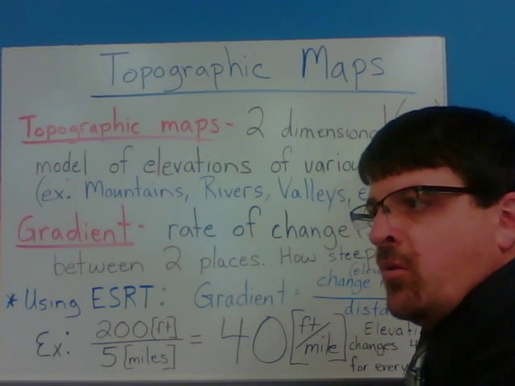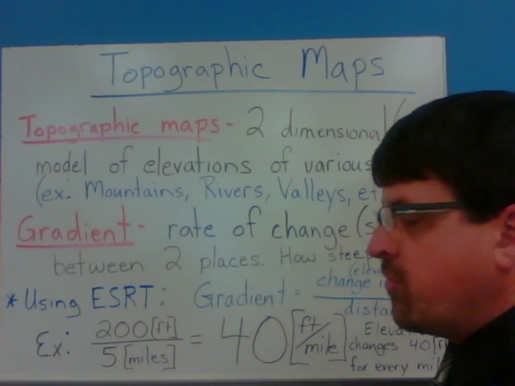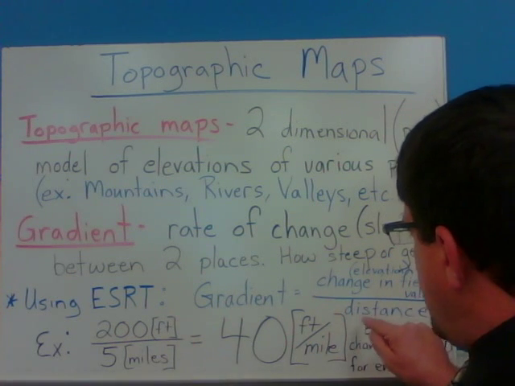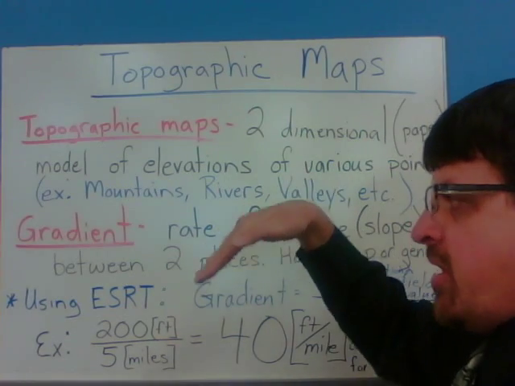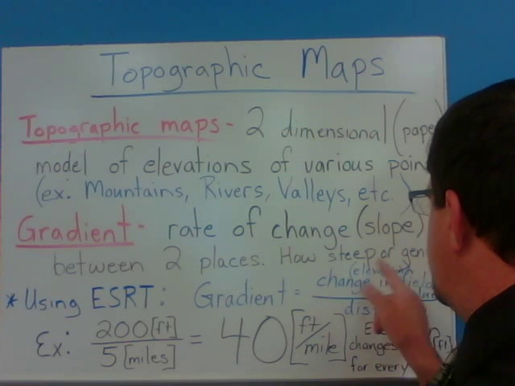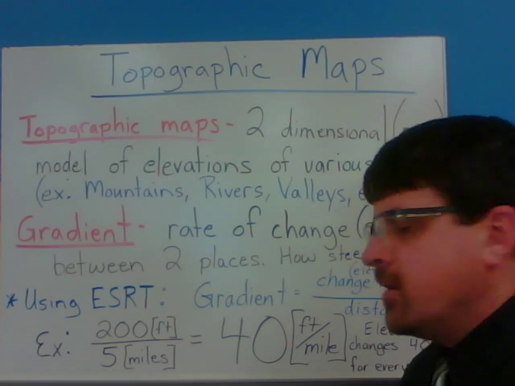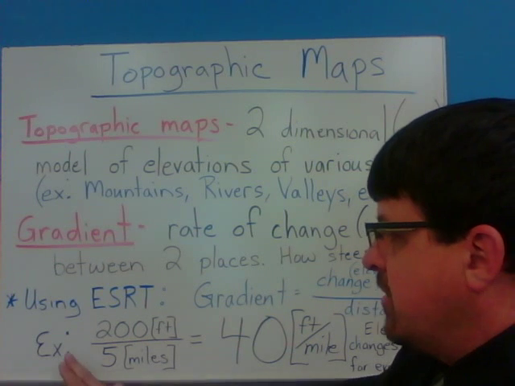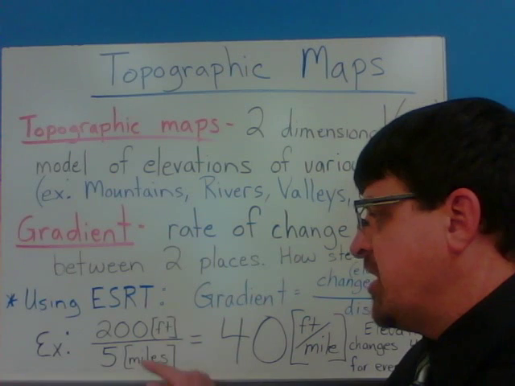Now, if the points are really close together, then they will have a small distance. And if the elevation changes a lot, it'll be a steep gradient. And if the elevation doesn't change that much between those two points, it'll be a gentle, or not a steep, gradient.